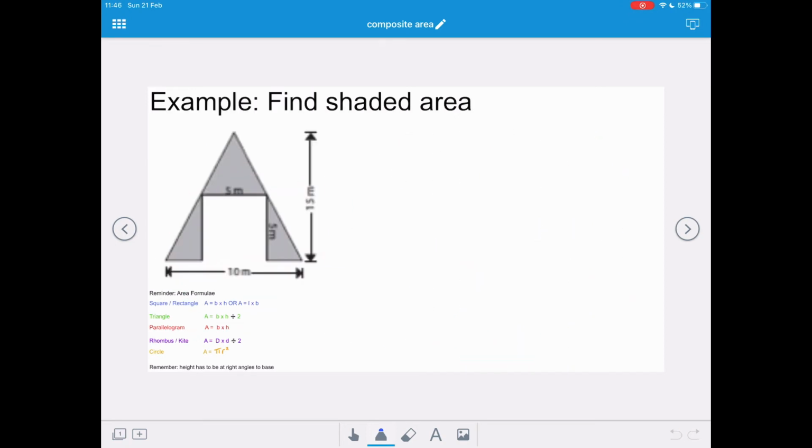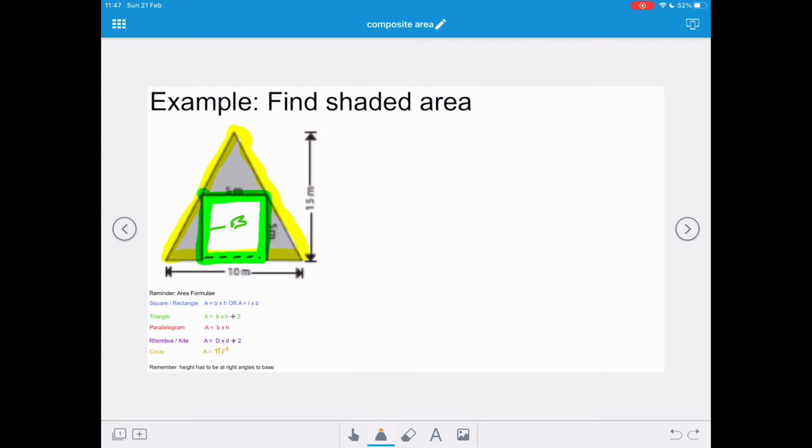Now in this example, we want to find the shaded area, and you can see that we've got a triangle with a square inside, but the square isn't shaded, so we're going to have to remove that. So we've got a large triangle with a base of 10 and a height of 15 meters, and then we're going to take away that square from the area of the triangle to work out the shaded area. So we need to take away B rather than adding it on this time.